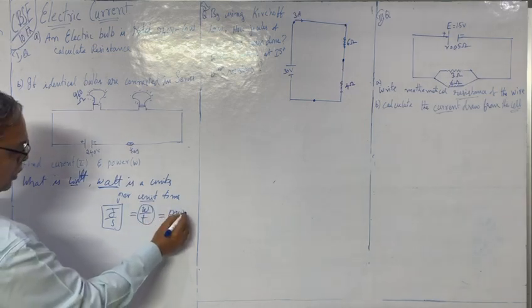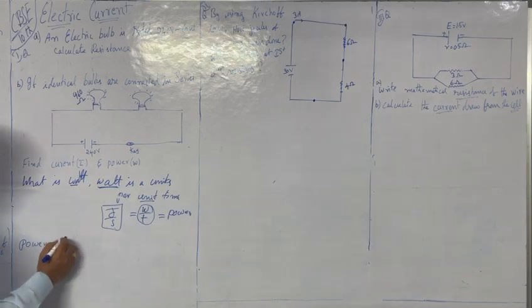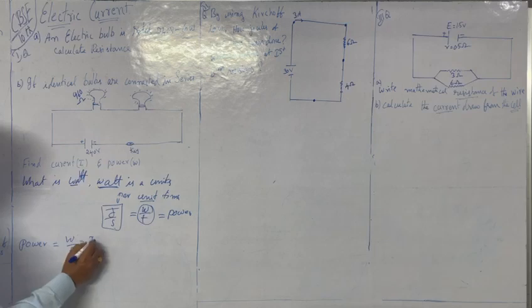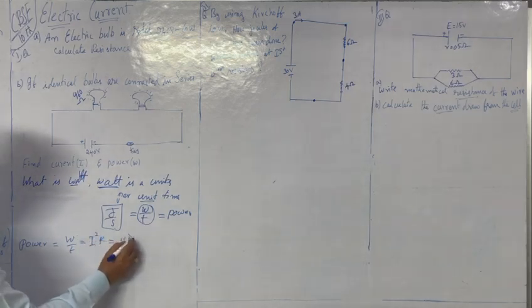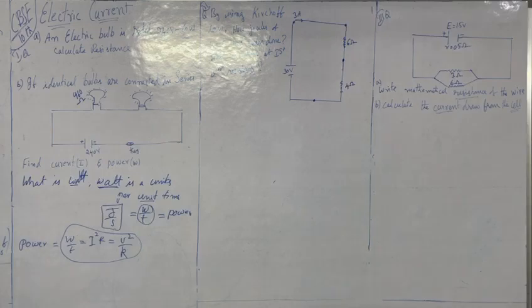Another, what are the power formulas? Power is equal to W by T, equal to I square R, equal to V square by R. I already told these 3 formulas. You will have to use these 3 formulas, then only you will get this problem. What is the formula which is suitable here?